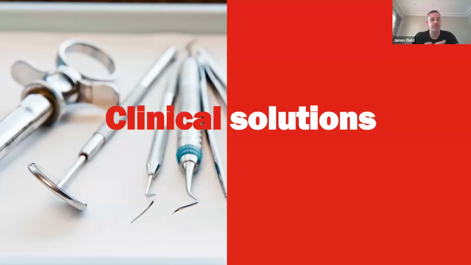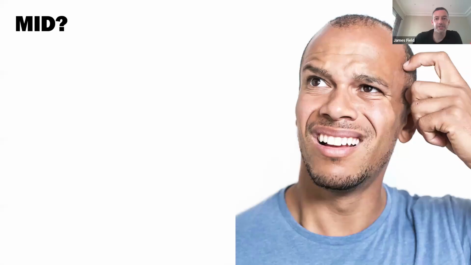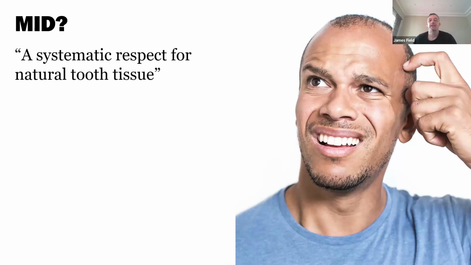So let's look at the clinical solutions, how we can make sure that we have predictable, robust anterior approximal restorations. Well, we talked initially about needing to make sure that we're minimally invasive. And the question really is, what does minimally invasive dentistry mean? The definition is a systematic respect for natural tooth tissue. But sometimes I find that when we speak to people about this, it's not really clear what that actually means in practice.